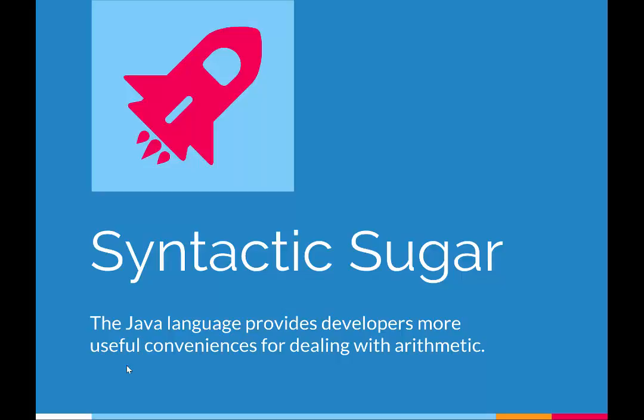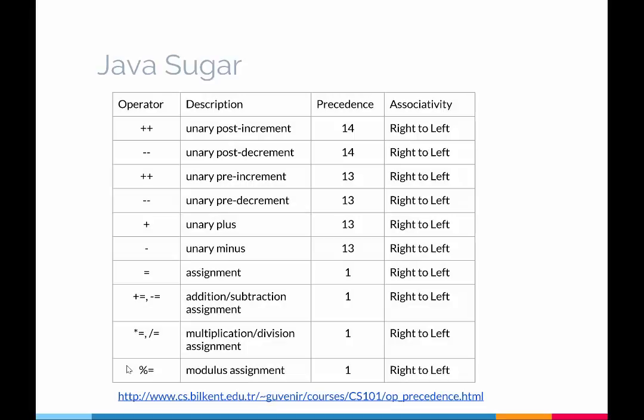These are just syntactic sugar, language conveniences that the language developers added to make our lives easier as Java programmers. They give us these other operators. We have the unary post-increment and post-decrement. Post means the operator comes after the variable, and reading right to left, it'll use the value first and then increment it. We can also put plus plus or minus minus before a variable, and that will increment the variable, then use it.